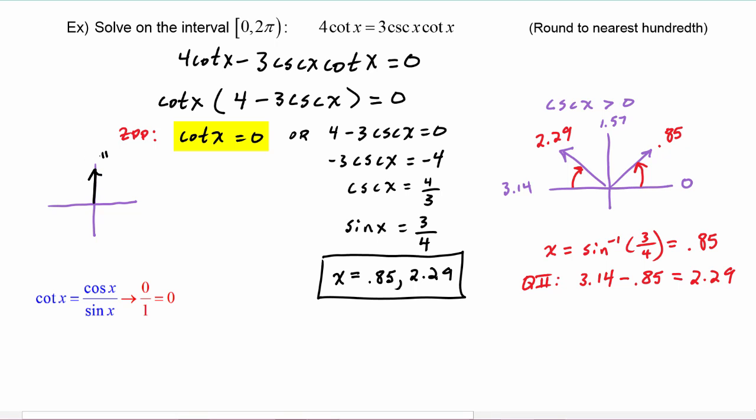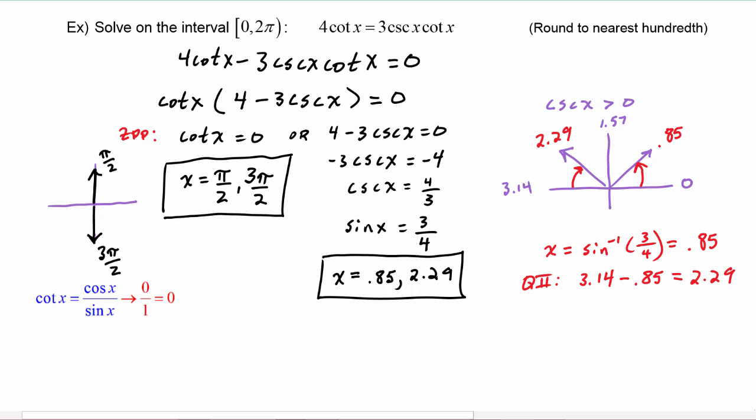here at pi over 2 and at 3 pi over 2 whenever the cosine is 0. So this one gives us x is equal to pi over 2 or 3 pi over 2. So we were able to give exact answers for this one. What that means then is this equation that we started off with has 4 possible solutions.